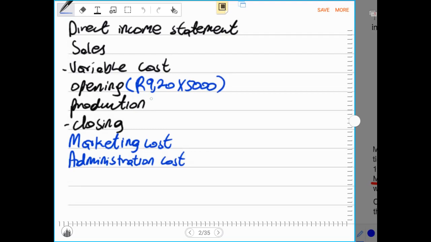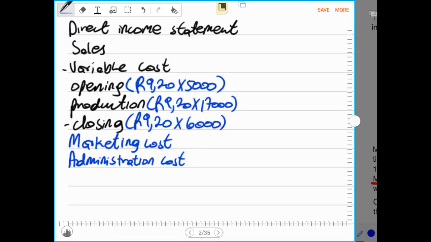Then after, we will have our production, and our production will also be 9 rand 20 cents times the units that were produced in the month of October, and only 17,000 units were manufactured. And in the case of closing, it will be 9 rand 20 times the 6,000 units that were still left at the end of the period.